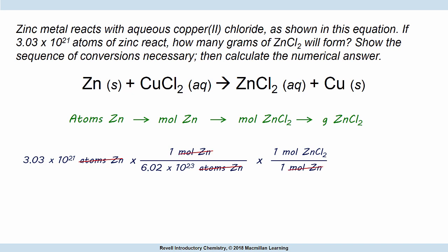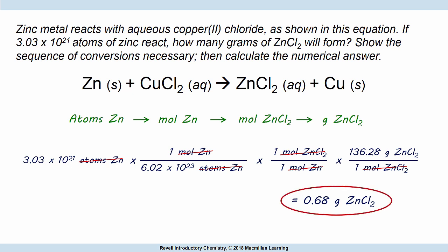Finally, we convert to grams of zinc chloride. To do this, we multiply by the formula mass of zinc chloride: 136.28 grams of zinc chloride over 1 mole of zinc chloride. The moles of zinc chloride cancel. This gives us a final answer of 0.68 grams of zinc chloride.